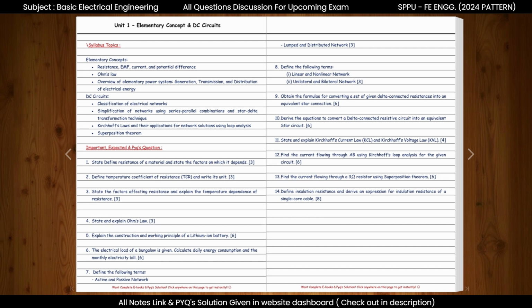Alright, let's move on to our next important topic, loop analysis. From this topic, we can expect questions such as, find the current flowing through using Kirchhoff's loop analysis for the given circuit. In loop analysis, we apply Kirchhoff's voltage law to each loop of the circuit and set up simultaneous equations to find the unknown currents. It is a powerful method for solving circuits with multiple loops.